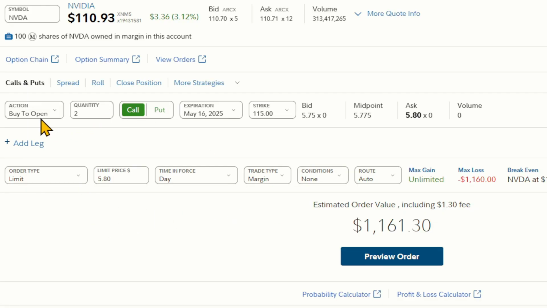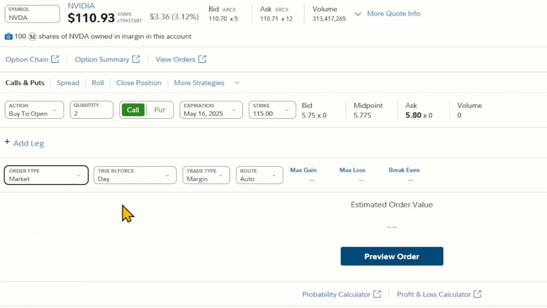So let's do a realistic trade here. Buy to open 2 call contracts May 16th. I think it's going to go up a lot over the next month. So I'm going to buy an out-of-the-money call, 115, and I'm going to pay about $1,161, okay? And again, I could go to market and be about the same. So now that we understand all that, what's going to happen over the next month or so?